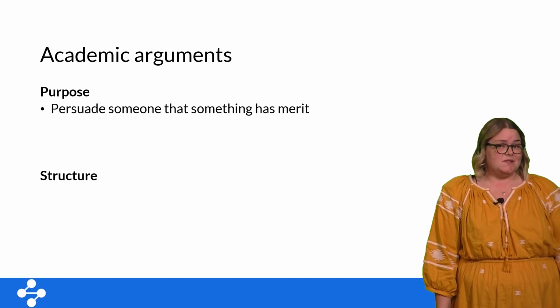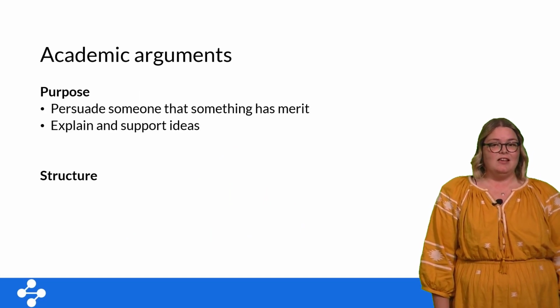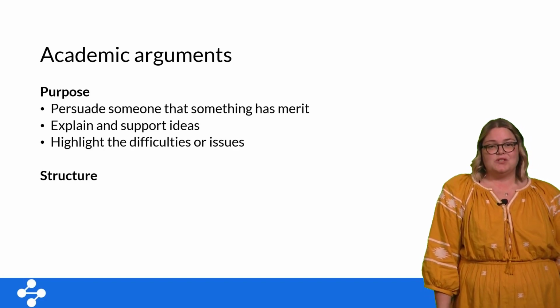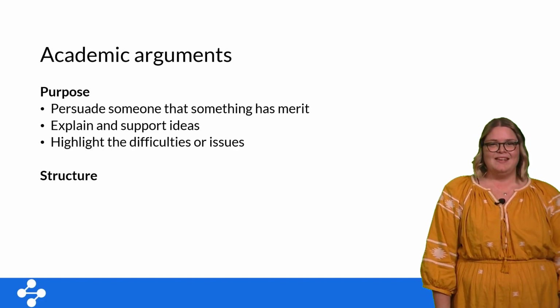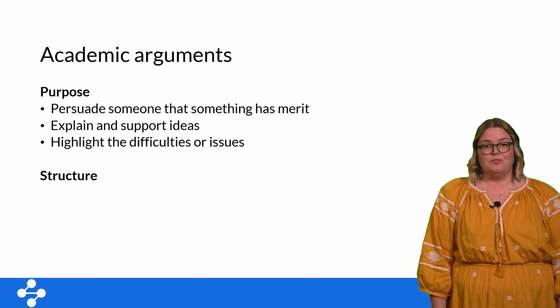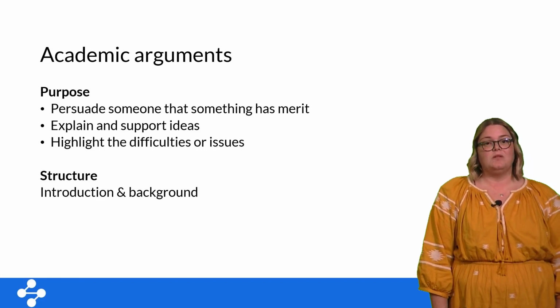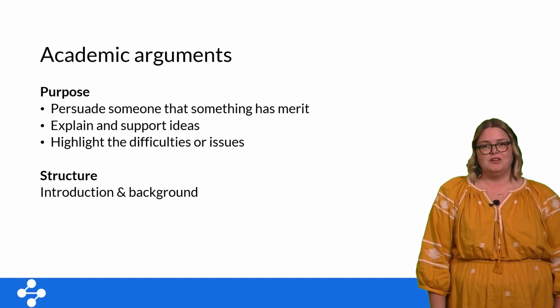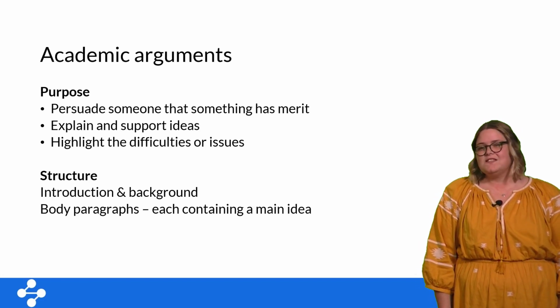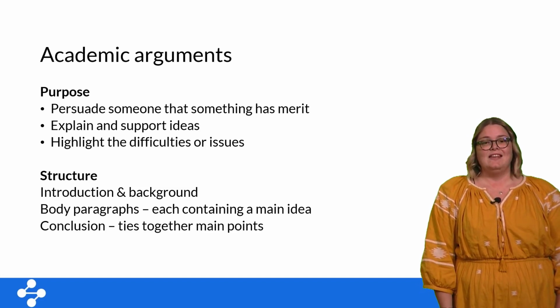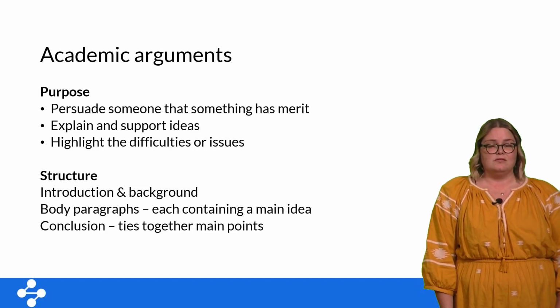It can be used to persuade someone that something has merit, explain and support something we think is true, or highlight the difficulties or challenges of something. This is then the story that you need to tell, and it goes on to inform the structure of your writing. So your argument will begin with an introduction and background information, followed by a paragraph containing smaller arguments used to support the overall argument of your piece. And this is all tied together with a conclusion.